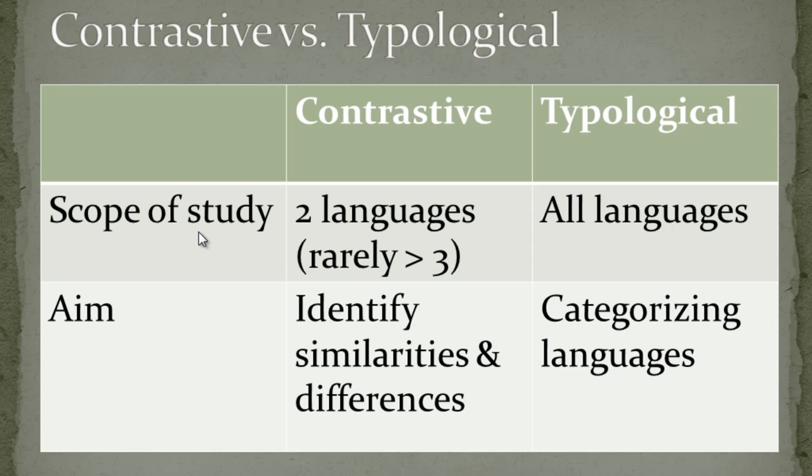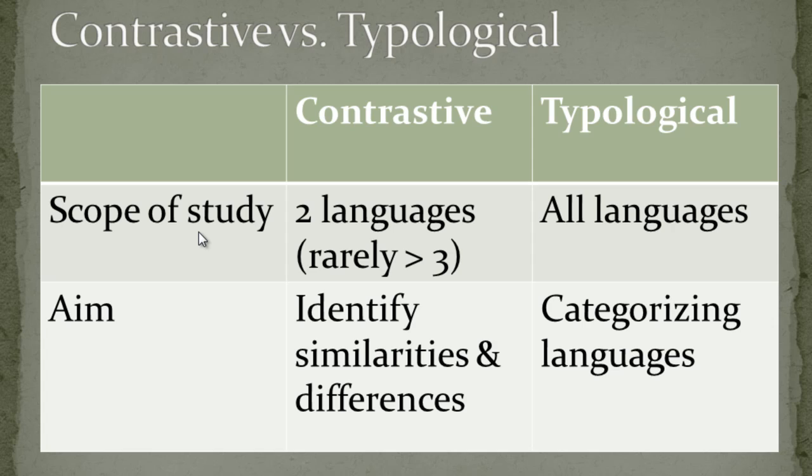We normally study 2 languages at a time only. And it's very rare to study 3 languages together. Why? Because of the practical need and purpose, we contrast languages in order to teach, in order to study, in order to translate. So there is no need to have another language involved in the research. Sometimes you might need to bring in another language in order to clarify the point that you argue for.